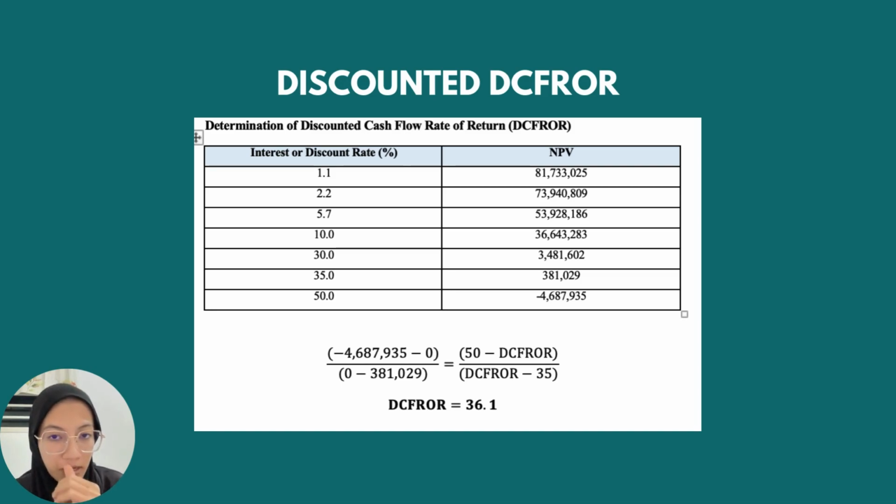So for our calculation, the negative value that we get is at the interest rate of 50%, where we get negative 4,687,935. And then in between the negative and positive NPV value, we do the interpolation method again to find the rate where the NPV becomes zero. So we get the DCFROR at 36.1.